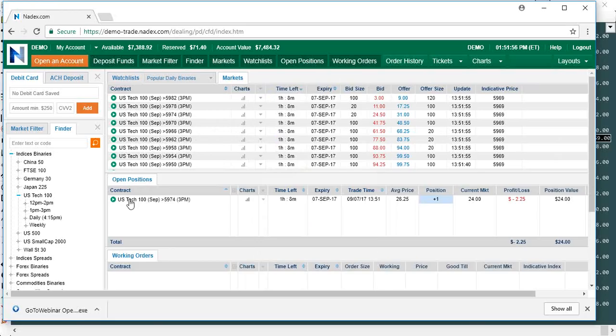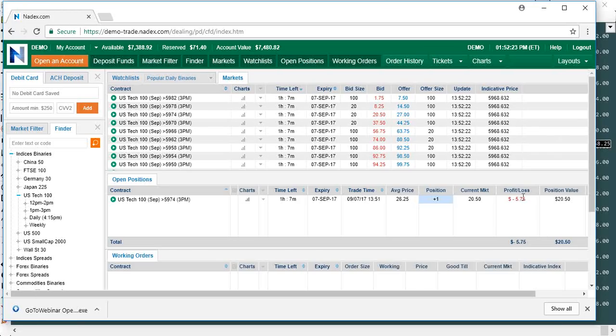Everybody see that? Shows the contract I bought, the time left to expiration, when it expires, when I entered the trade, the average price. I bought it for $26.25. I also know it's a bought contract because it says +1. I bought it, right? Okay. And right here, I see my live current profit and loss.